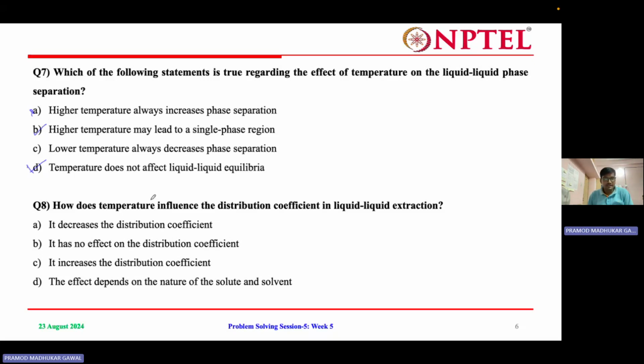Question 8: how does the temperature influence the distribution coefficient in liquid extraction? It decreases the distribution coefficient. No, it has no effect on the distribution coefficient. It increases the distribution coefficient. The effect depends on the nature of the solute and solvent. Yes, it affects, but it depends on the nature of the solute and the solvent. This option is correct.